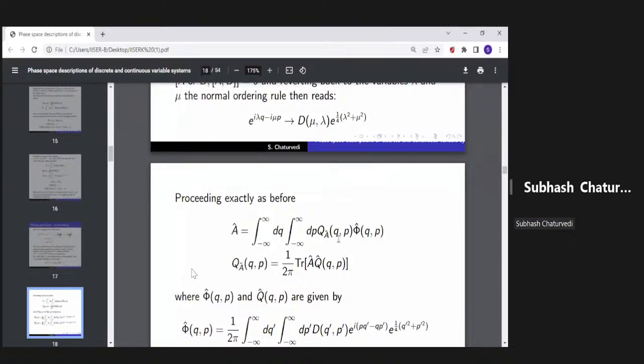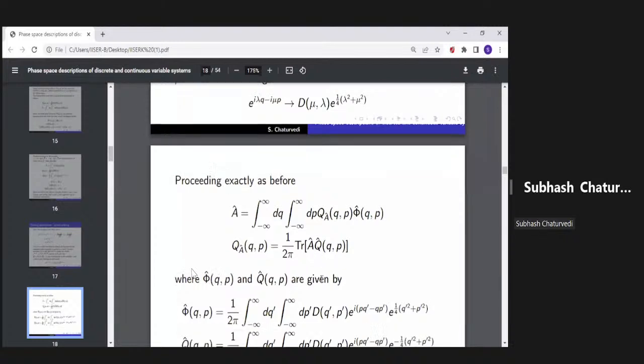Given a phase-space function, you pass from that phase-space function to its associated operator within this prescription by calculating this quantity where phi hat is an operator which is given here. If you now want to go from an operator to its phase-space function, you need a different operator Q hat, and the two operators are defined here.